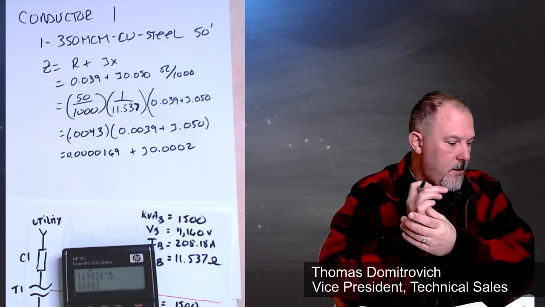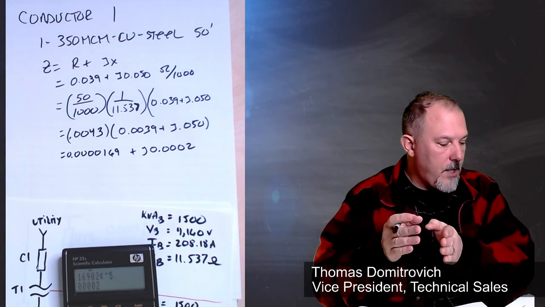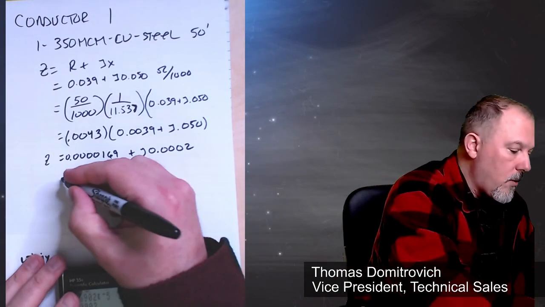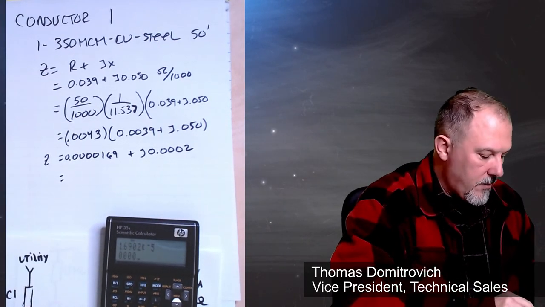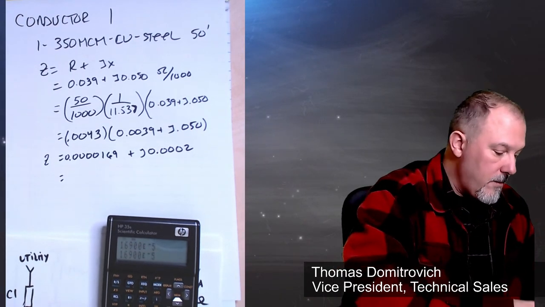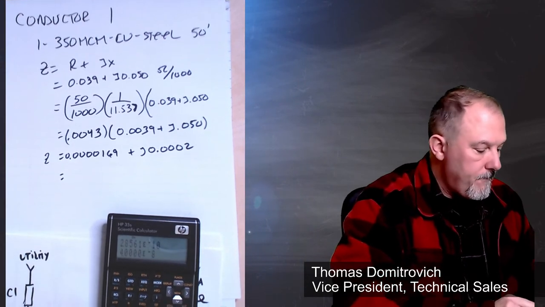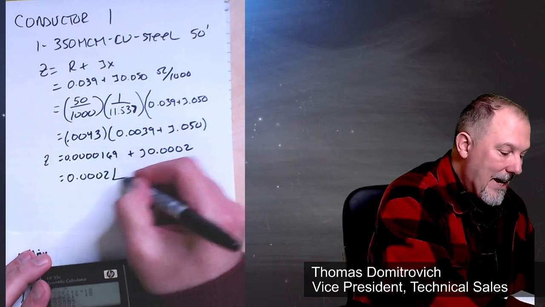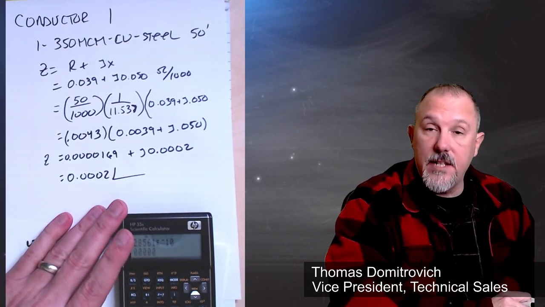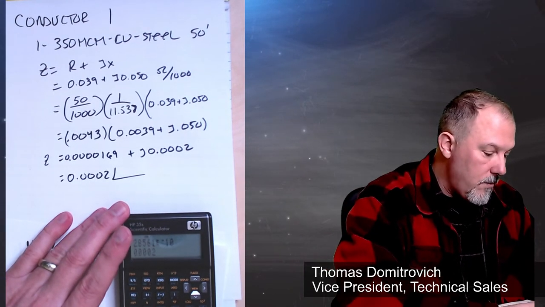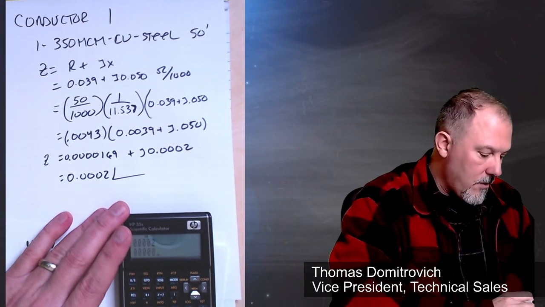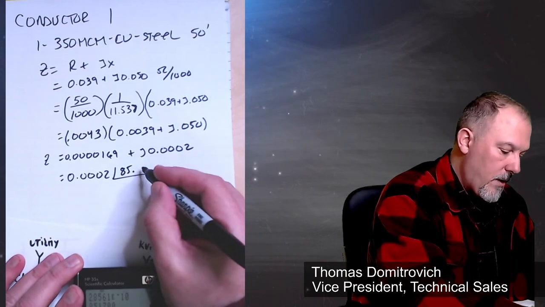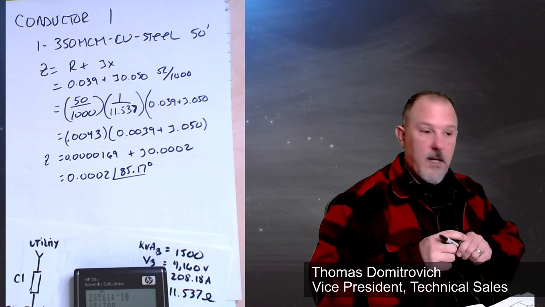So I basically converted that over to ohms, and then I put that into per unit. Now we're going to get the magnitude in polar coordinates: 0.0000169 squared plus 0.0002 squared, square root of that, at an angle. How do I do the angle? Inverse tangent of X over R: 0.0002 divided by 0.0000169, inverse tangent, that's 85.17 degrees. Make sense?